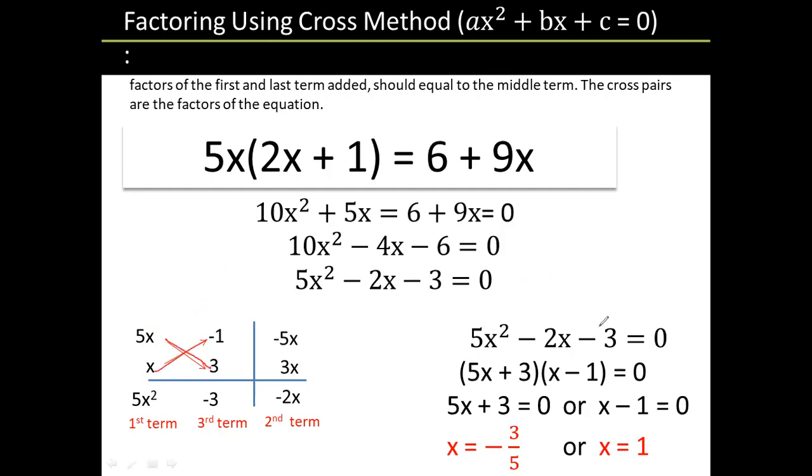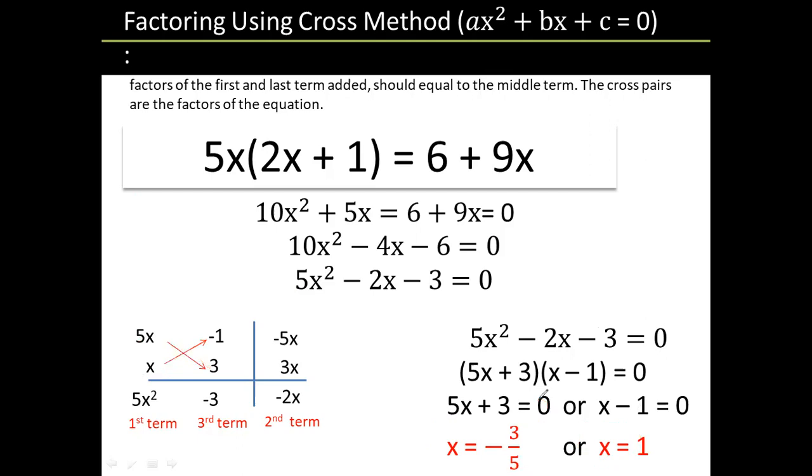So equals 0. So therefore, we can get the value of x. 5x equals negative 3, x equals negative 3 over 5. Or x minus 1 equals 0, x equals 1. So those are the values of our quadratic equation.